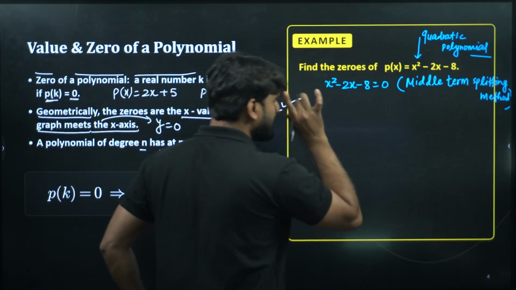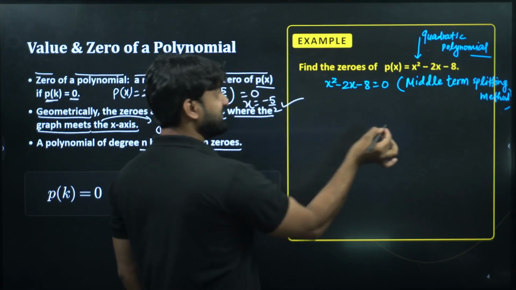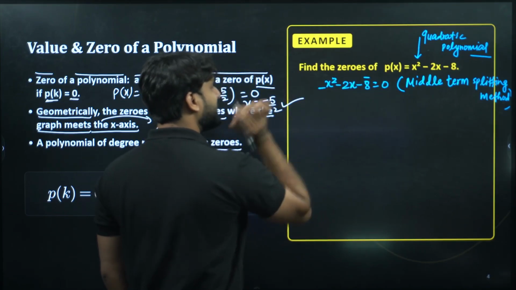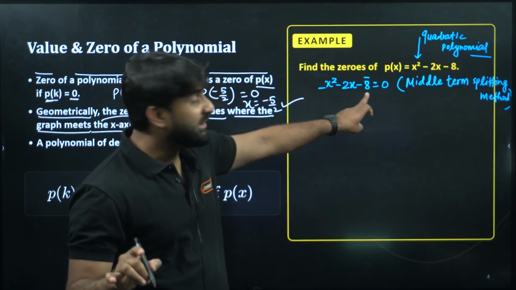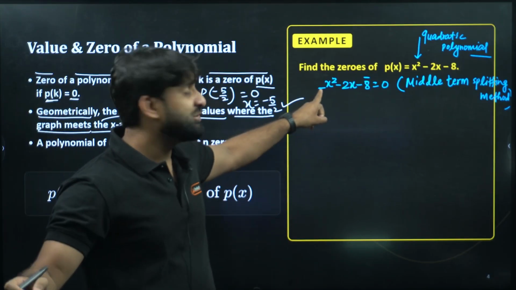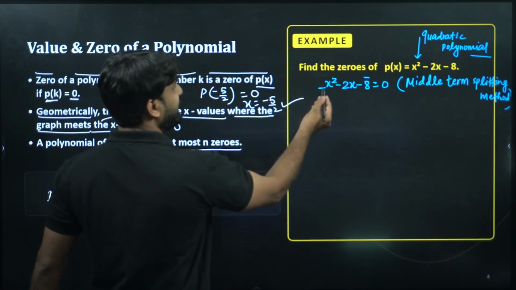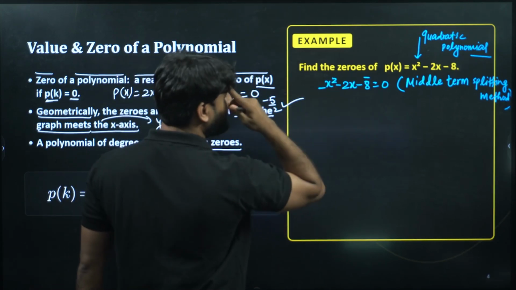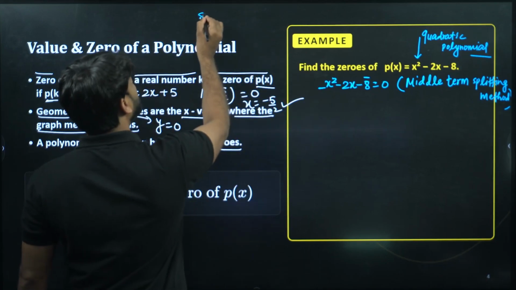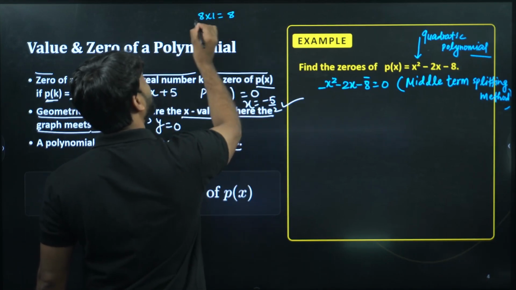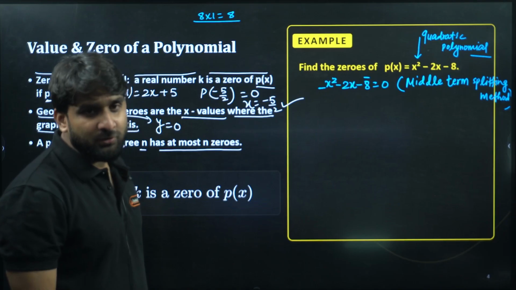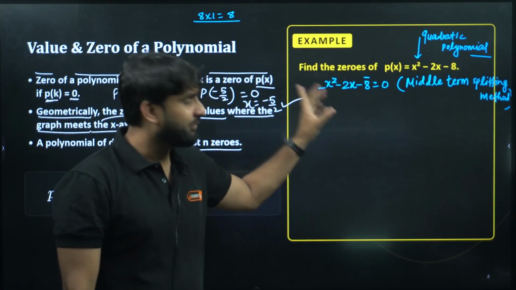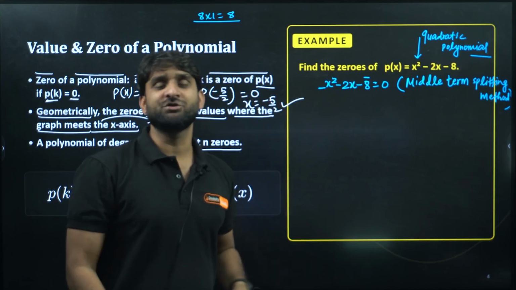Listen here. First, the first work is to multiply the constant term with the coefficient of x square. Multiply the constant term, which is the last term, with the coefficient of x square. Okay. What is the coefficient of x square? 1. Nothing is there means 1 is there. And what is the constant term? Constant term is 8. So when we multiply 8 into 1, we are getting 8. I hope this is clear to you all. What is the first step? Always multiply the last term with the coefficient of x square.